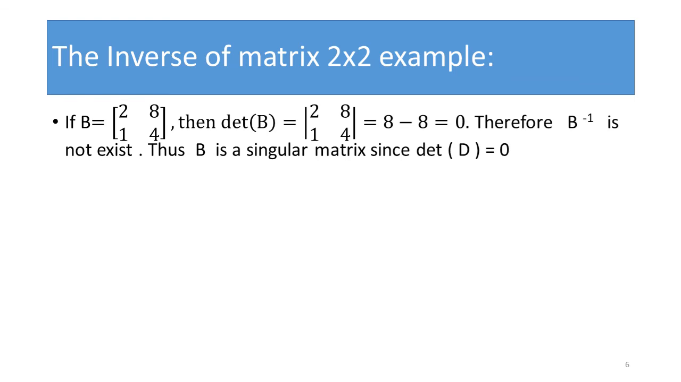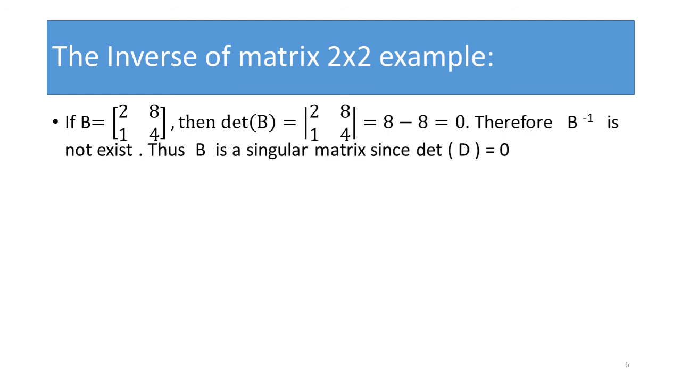So the next example is finding the inverse again. So now if B is equal to [2, 8; 1, 4], then determinant of B, we have to find the determinant first. It will be 2, 8, 1, 4 within the two lines. The two lines means it is determinant.